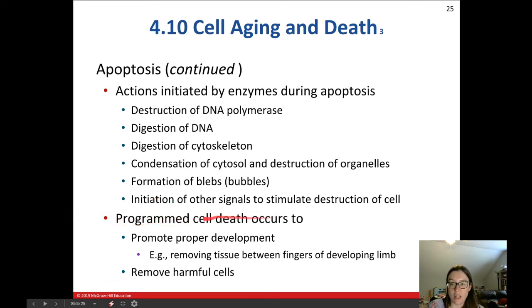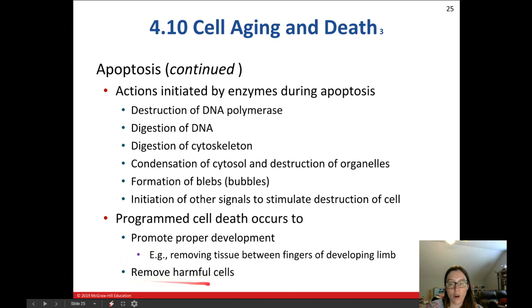So programmed cell death can occur in proper development. Like when you're first, you know, a baby, an embryo, instead of having fingers like this, you have more of a paddle, right? And so the tissue in between your fingers underwent apoptosis in order to give you separate fingers instead of having a fish-like fin. So that can be important. So for proper development, apoptosis can happen.